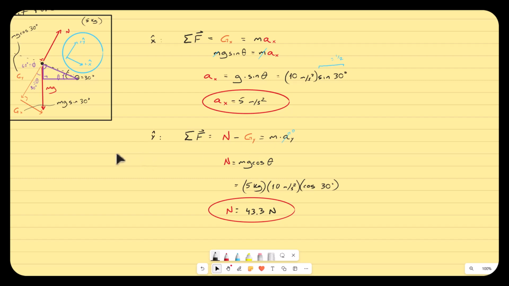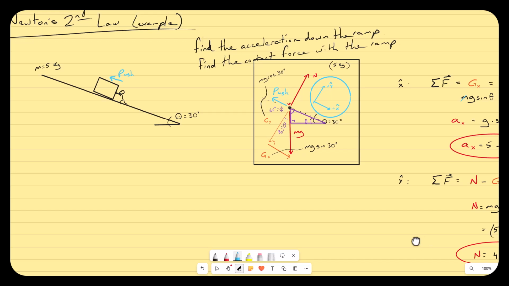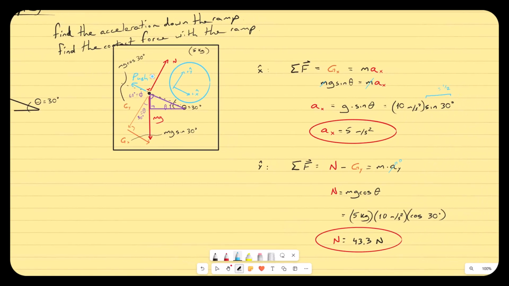If I've got this same problem, and instead of doing this, maybe I am pushing the box up the ramp, then I would have to add an extra force here. I'm going to draw it in blue just so that you can see that it's separate. It's not going to affect my y direction at all. I'm just going to have here minus push. We're going to actually do that problem.